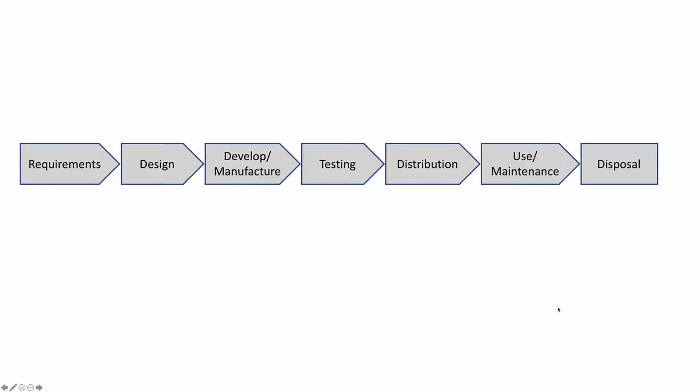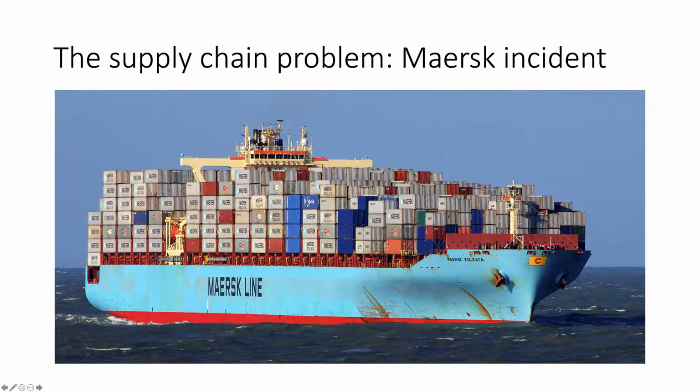We have the requirement stage, we have the design, we have development and manufacture, and that's broken down because development is for source code and manufacture is for the hardware physical components and products. Then you need to test the software and hardware. Then you need to distribute that to the final end user. And then the end user will go on to use that product, and then they also maintain it. And finally, at some point, there is no use or need for the product anymore, and it needs to be disposed of. We also provided an example of the Maersk cyber incident.